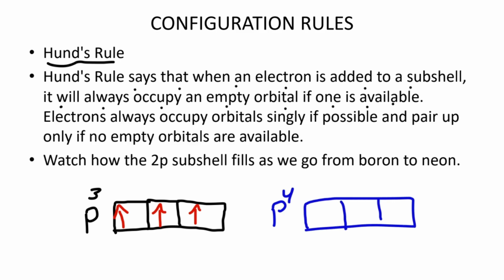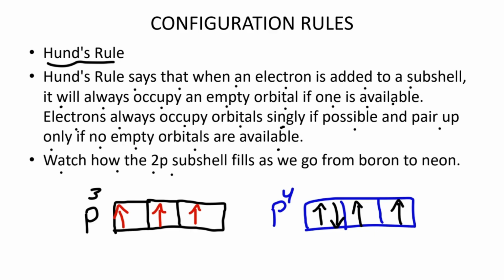electrons will be one clockwise, the other clockwise, and the other clockwise. Now we have 1 clockwise electron in each orbital, then we can put 1 counterclockwise electron. Did you get it? Okay. Now, electrons always occupy orbitals singly, if possible, and pair up only if no empty orbitals are available.